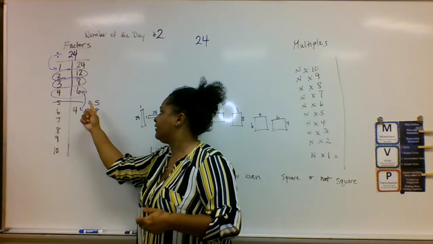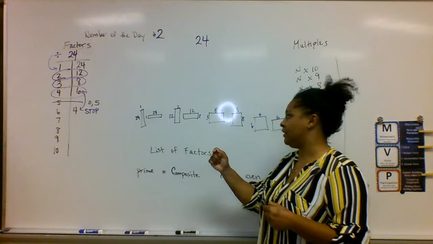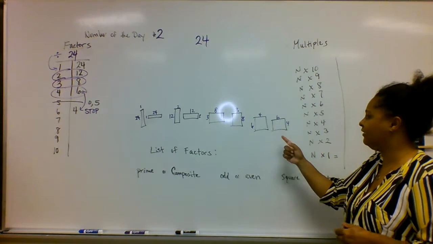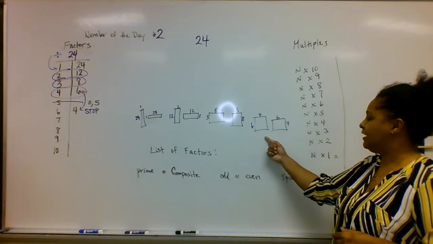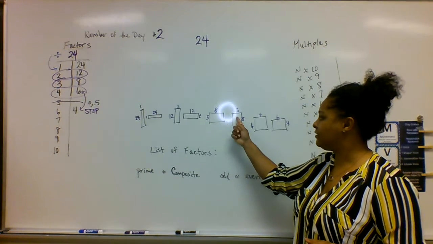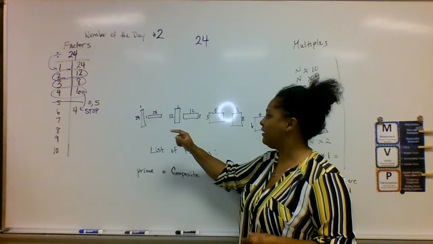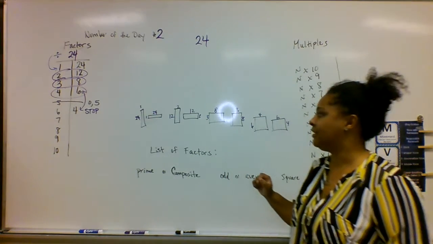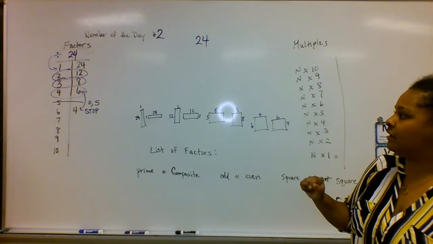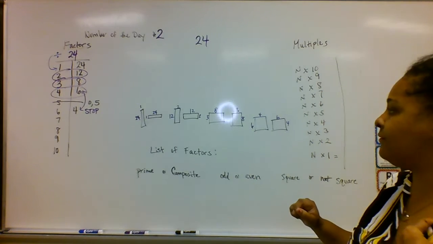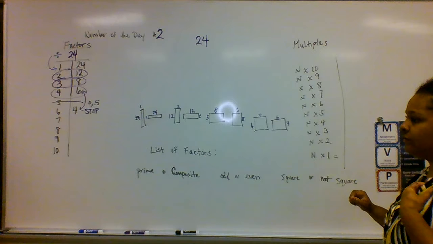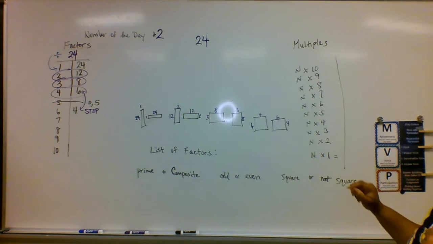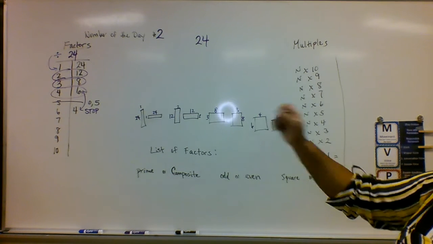So that's a double array. 4 times 6, 6 times 4 is a set of arrays. Here's the second set of arrays. Here's a third set of arrays. Here's a fourth set of arrays. So there are 4 factor pairs for 24. So hopefully you were able to sketch this out and do all the factors.